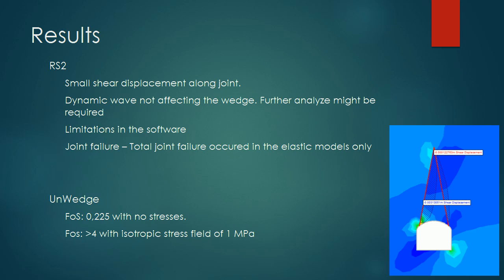In Unwedge, we got a factor of safety of 0.225 with no added stresses. But adding a small isotropic stress field of 1 megapascal, the factor of safety was increased to a value more than 4 and therefore considered stable.